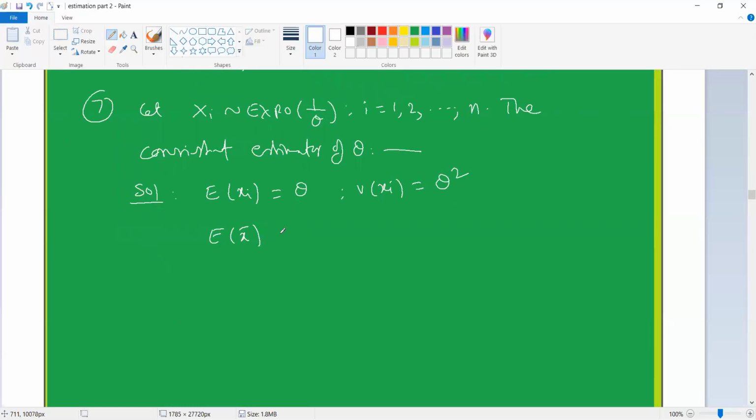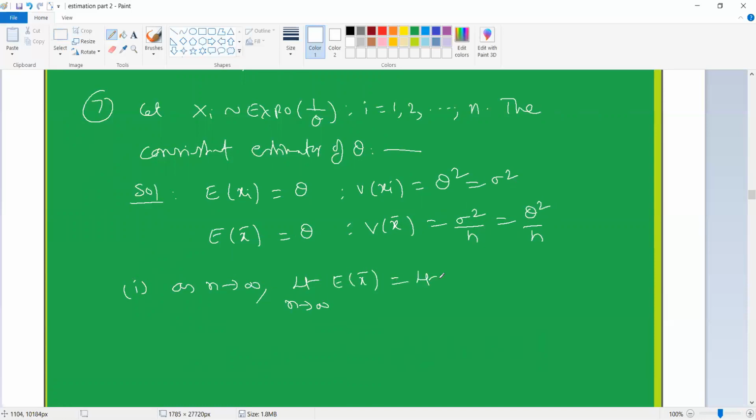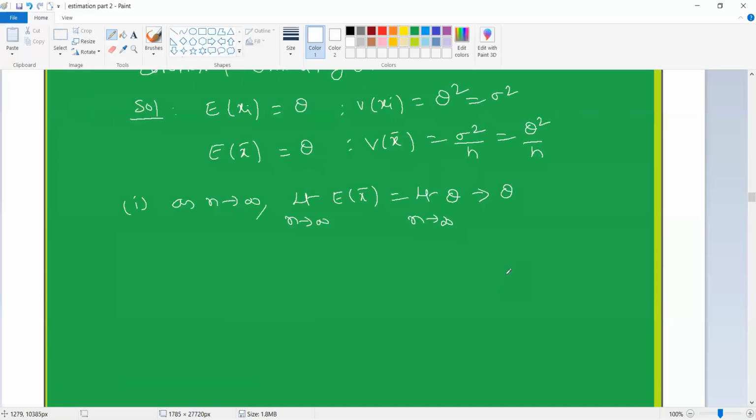You know very well, E of x bar is the same as E of xi. You have a formula, variance of x bar is equal to sigma square by n, which is theta square by n. As n tends to infinity, by applying the sufficient condition for consistency, limit of n tends to infinity, E of x bar is equal to limit of n tends to infinity, theta, which is equal to theta. Limit of a constant is constant.